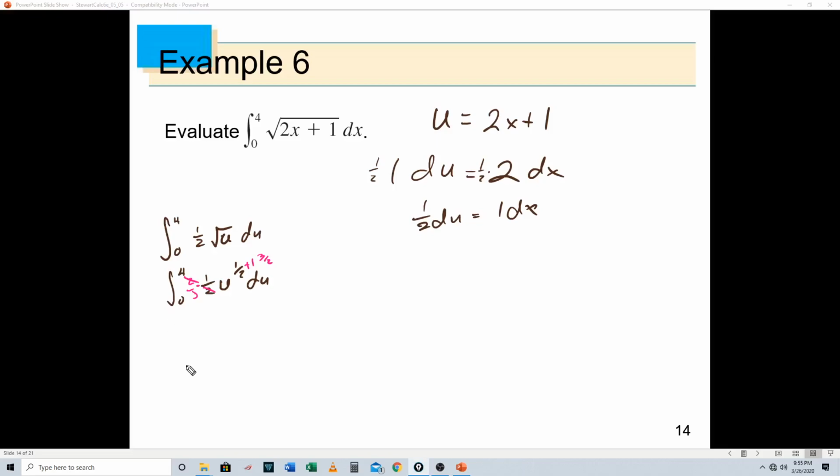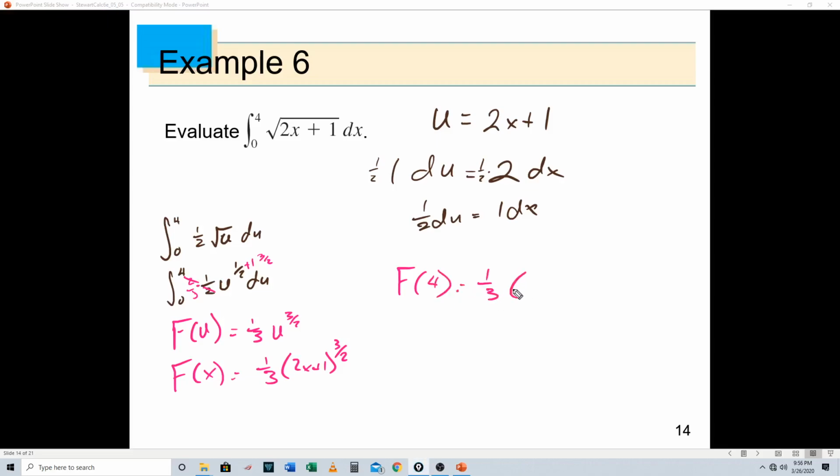come on, where's my pen? There you are. So capital F of u is 1/3 u to the 3/2. Then capital F of x would be 1/3 of 2x plus 1 to the 3/2. All right. So we have to do f of 4, which is 1/3 of 4 times 2 is 8 plus 1, 9 to the 3/2.